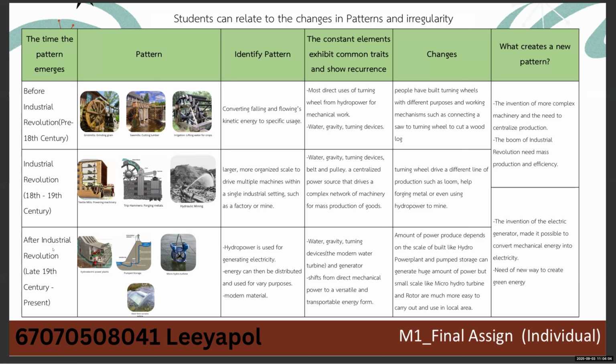Today, hydropower is primarily used to generate electricity. This is seen in large-scale hydroelectric power plants right here, and pumped storage facilities, or even smaller ones, like micro hydro turbines, water rotors, and portable turbines.